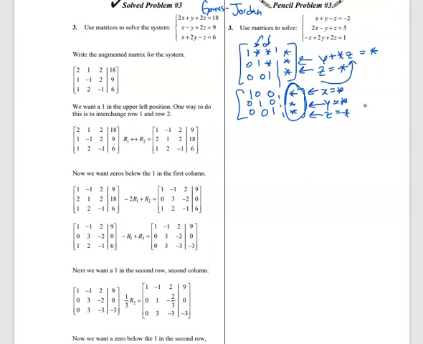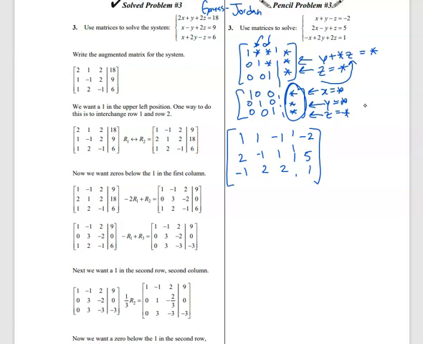What this says is use matrices to solve this one. So I'm going to start out with an augmented matrix, 1, 1, negative 1, and negative 2. Then 2, negative 1, 1, and 5. Negative 1, 2, 2, and 1. So that is our augmented matrix.